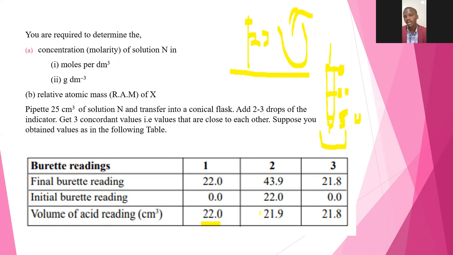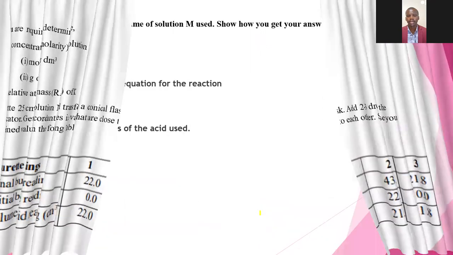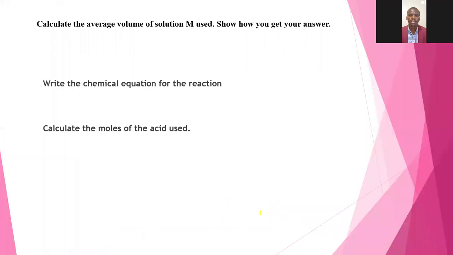The only titer values that you can use for the average are the titer values which are in the range of positive or negative 0.2. So let's see what we'll be able to get. We'll take 21.9 plus 21.8, then we divide by 2, and we get 21.85 cubic centimeters.